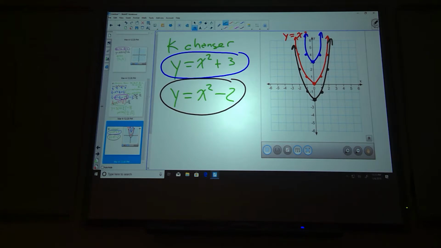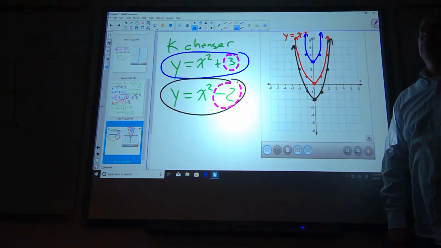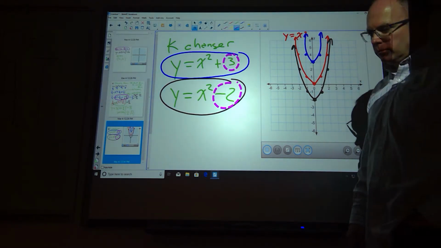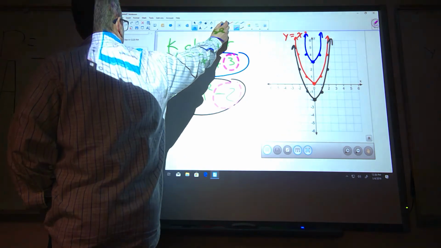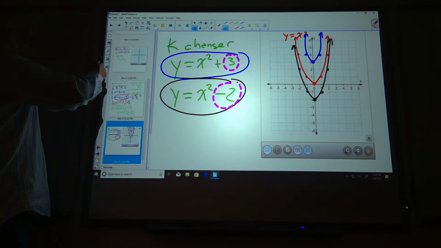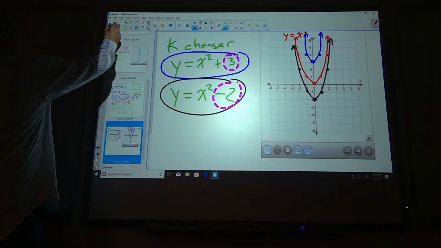So the red one's the parent function, y equals x squared, that's most basic. If I had x squared plus 3, the blue one is the answer. The black one is the one that subtracted 2. So that is the k value. This right here is a k value, as well as this. Okay? The k value moves it up and down if you're in vertex form. That all right? Can I move on? Yes. Thank you very much.